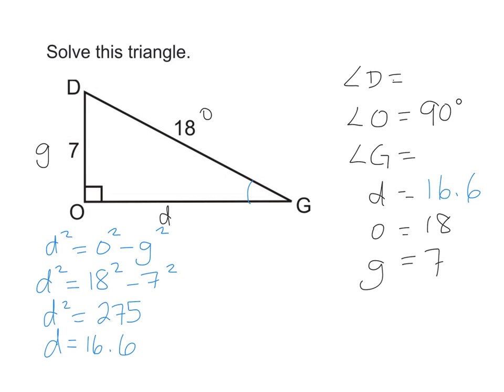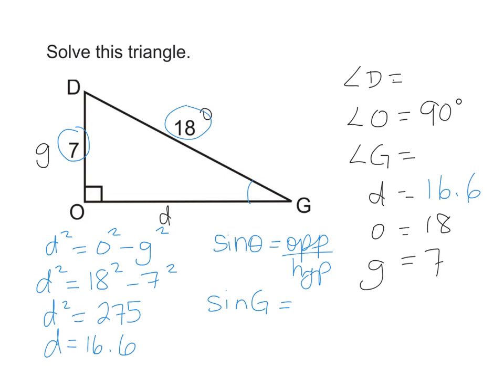But if you're finding G, here's the opposite over here, and here's the hypotenuse. We have both of those. Opposite and hypotenuse is which ratio? Sine. All right. So the sine of an angle is opposite over hypotenuse. Sine of angle G then is equal to 7 over 18.